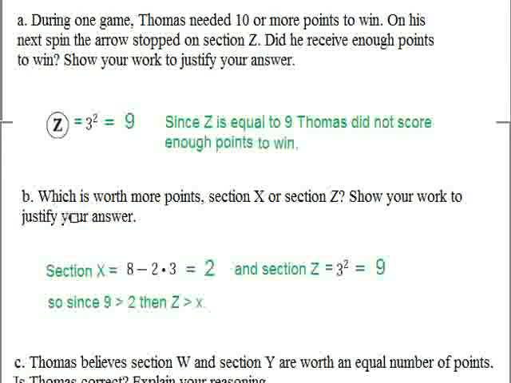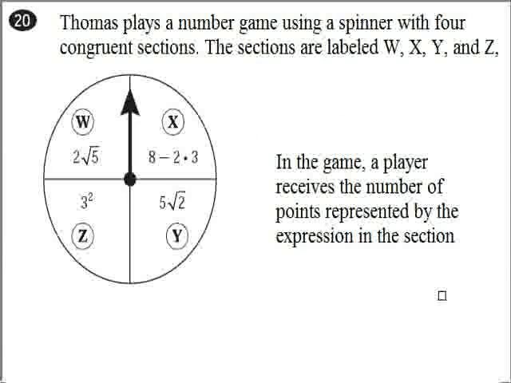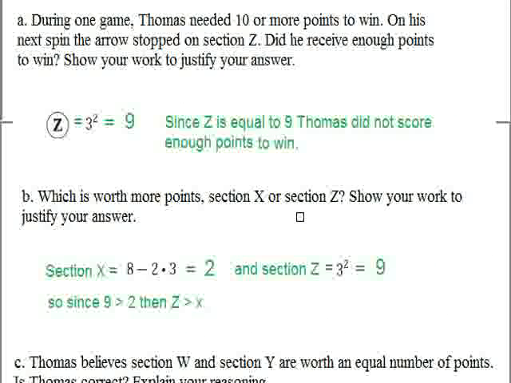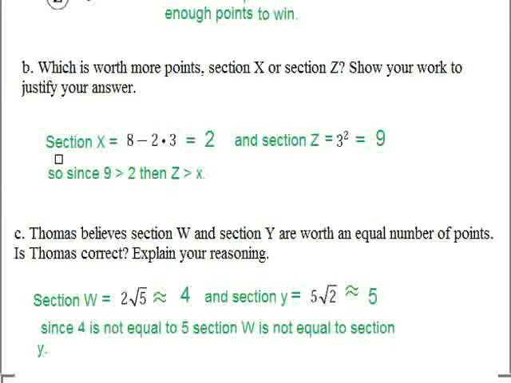Part B. Which is worth more points, section X or section Z? Show your work and justify your answer. From this, section X and section Z, I used these to approximate them, and I wrote in just their values. Section X is equal to 8 minus 2 times 3, which is 2, and section Z equals 3 squared, which equals 9. So, since 9 is greater than 2, section Z is greater than section X.